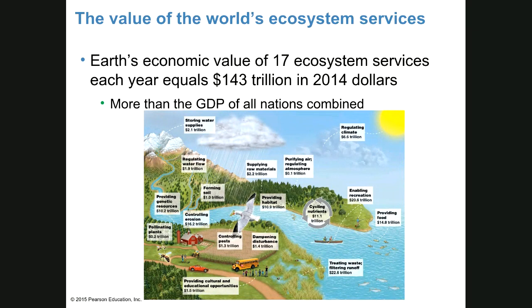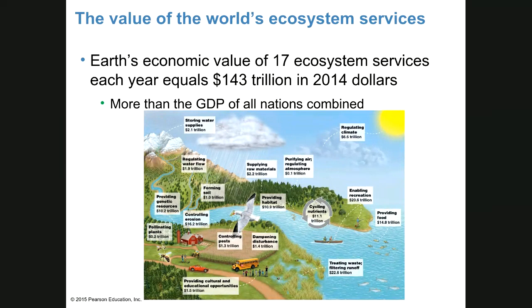So they say that the Earth's economic value of just 17 ecosystem services each year equals 143 trillion. And that's using the value of $1 in 2014. So certainly we've had inflation since then. And we're going to get into gross domestic product a little bit in the next slide. So what you're going to see is regulating climate. That's just this thing that happens. Are we in control of it? No. Are we contributing to the change in climate? Absolutely.